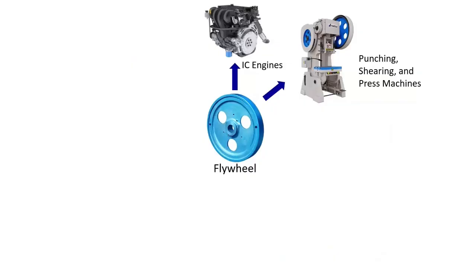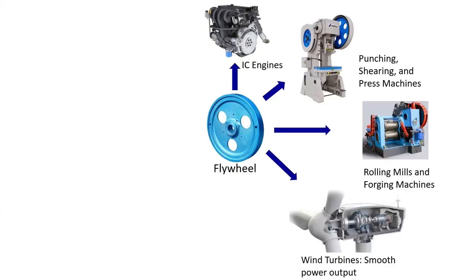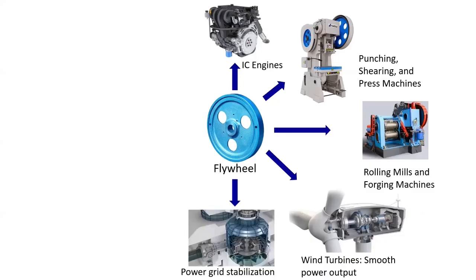So in addition to these two applications, there are many applications of flywheels. You can see flywheels in many places. For example, rolling mills and forging machines, wind turbines to give a smooth power output, and to stabilize the national grid, for example. Now in hydropower plants, you have big rotating turbines, and in thermal power plants, you have gas turbines and steam turbines.